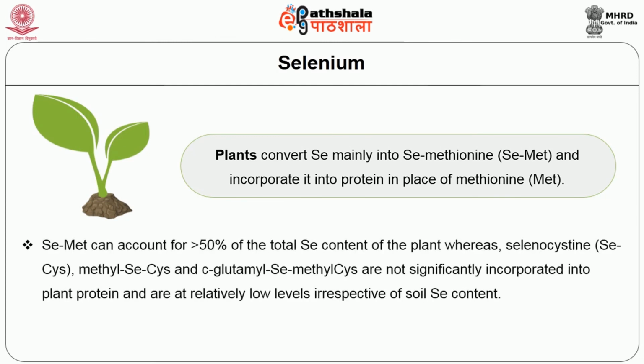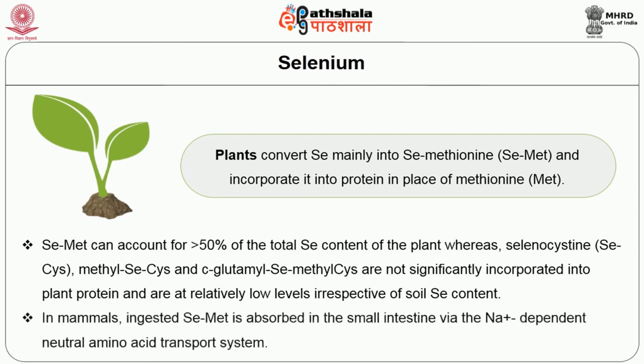Selenomethionine can account for more than 50% of the total selenium content of the plant, whereas selenocysteine, methylselenocysteine and gamma-glutamyl-selenomethylcysteine are not significantly incorporated into plant protein and are at relatively low levels irrespective of the soil selenium content. In mammals, ingested selenomethionine is absorbed in the small intestine via the sodium-dependent neutral amino acid transport system.